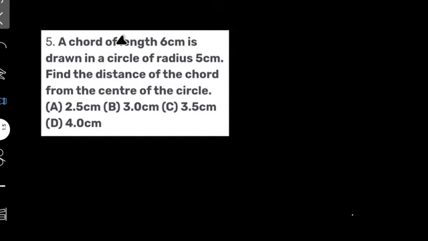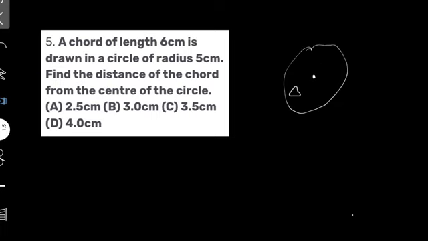A chord of length 6 cm. So let's draw our circle. We have a chord in a circle. Let's say this is our circle. Don't mind me, it is not really a perfect shape, but let me just accept it like that. So this is the circle and this is the center of the circle.